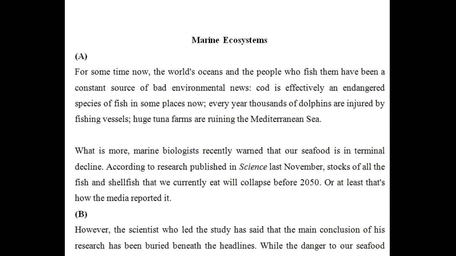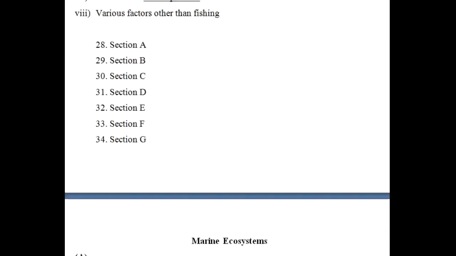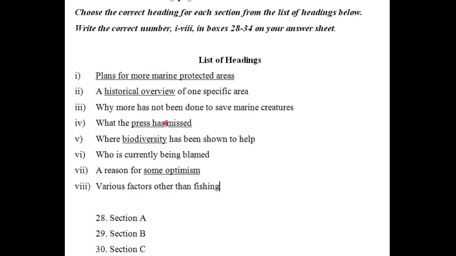The first strategy is that I have to read the first line and see if I can find any match. So: for some time now, the world's oceans and the people who fish them have been a constant source of bad environmental news. Sometime now, people are responsible. Okay, let me go back and check if there is anything. Yes, we get to see who is currently being blamed. Currently means for some time now. Who? People who fish them. So you're exactly getting the answer of this.